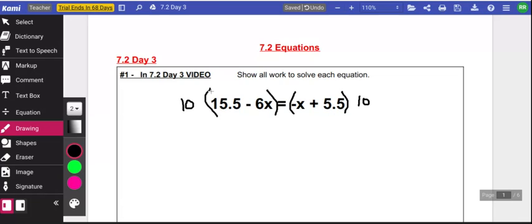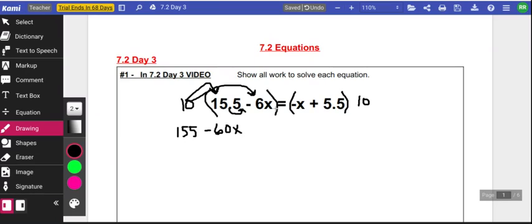So let's do that. Follow our 5 steps to solve equations. So I'm going to go 10 times 15.5. Now here's the reason I'm multiplying by 10, because multiplying by 10 is the same thing as moving the decimal one place to the right. And so if I move the decimal one place to the right, 10 times 15.5 is 155. Okay, then I have 10 times negative 6x. That would be negative 60x.